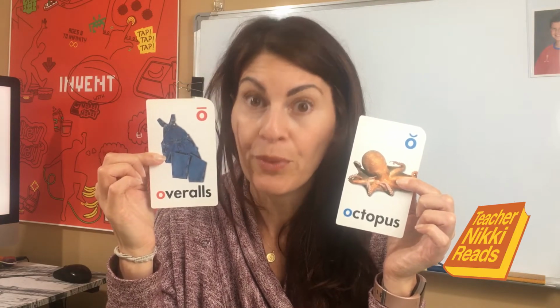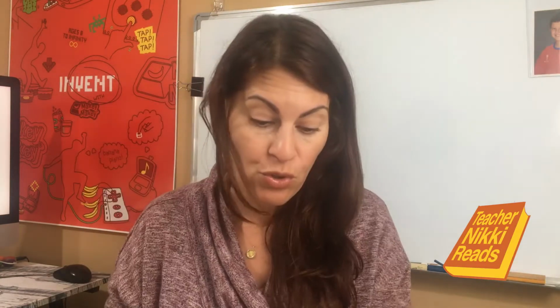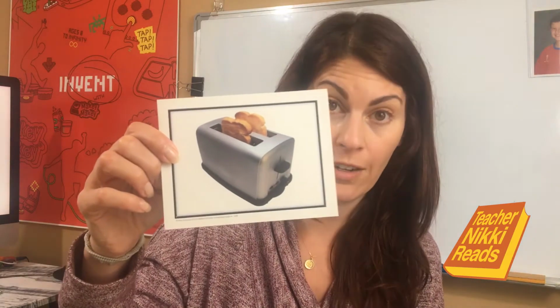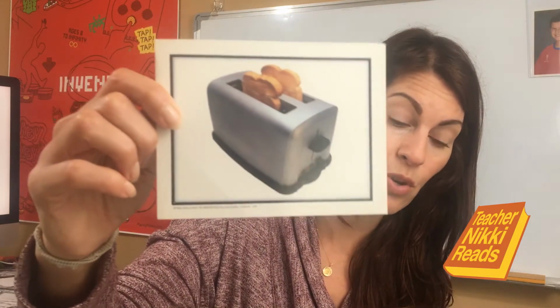They both start with the letter O. The O actually has a lot of different sounds, but we'll start with long O, overalls, and short O, octopus. Okay? So, this is a toaster oven, and that's the O sound. Oven. It's a toaster oven.